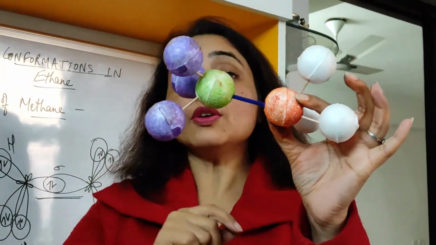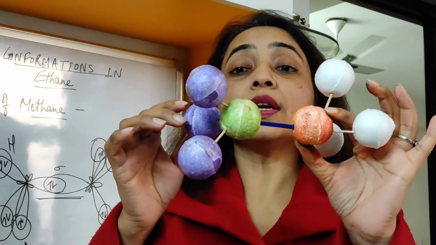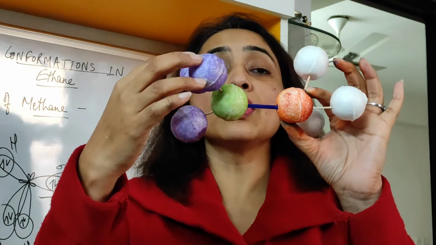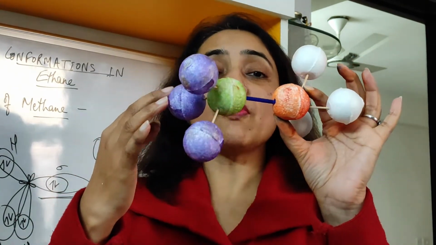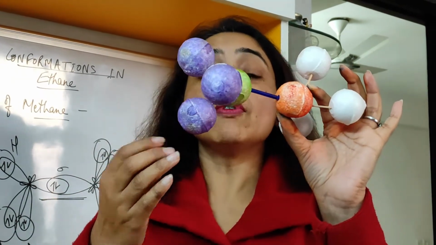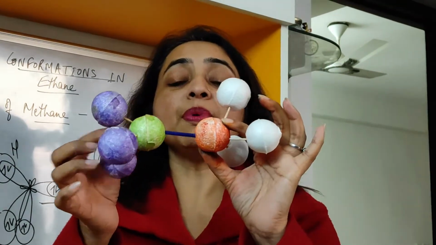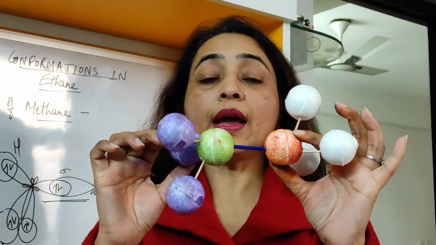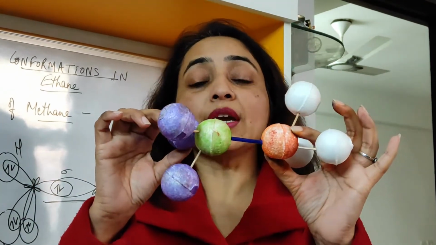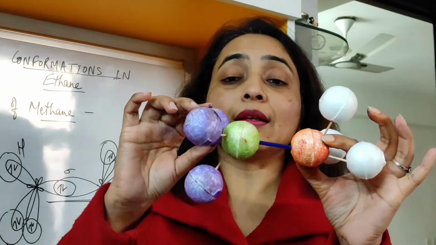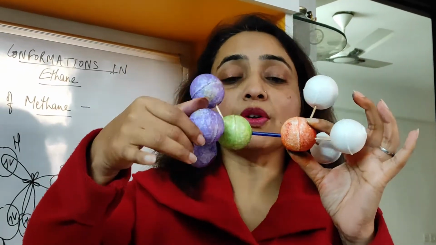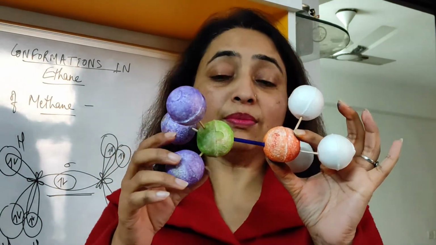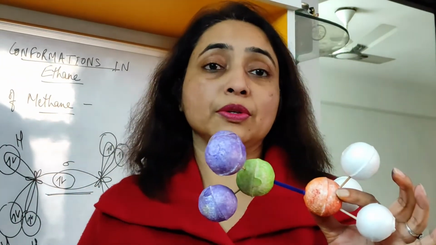Now, one more thing you need to observe: when I'm rotating it, the arrangement of atoms around this bond is changing. The arrangement of hydrogen atoms is changing. I am keeping one carbon atom stationary and rotating only the other carbon, right? So you can see that when we rotate the carbon at a certain angle, we get a different arrangement of hydrogen atoms, and because of the different arrangement of hydrogen atoms, we get different conformations, right?